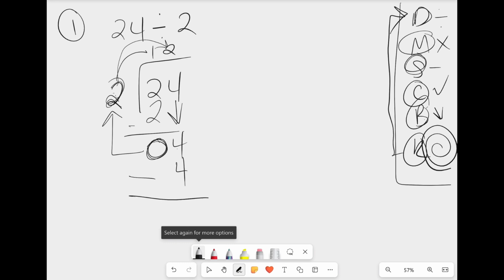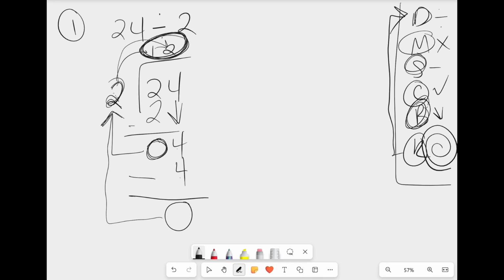After I multiply, I'm going to subtract. I'm going to subtract 4 minus 4, which is 0. After I subtract, I'm going to check. And remember, that's really simple. We just have to see if the number we just subtracted is lower than the number outside of the house, which is also called the divisor. And 0 is less than 2, so that means we can now bring down. But there's nothing to bring down. So that must mean that my answer is 12. My quotient, which is the answer to a division problem, is 12.